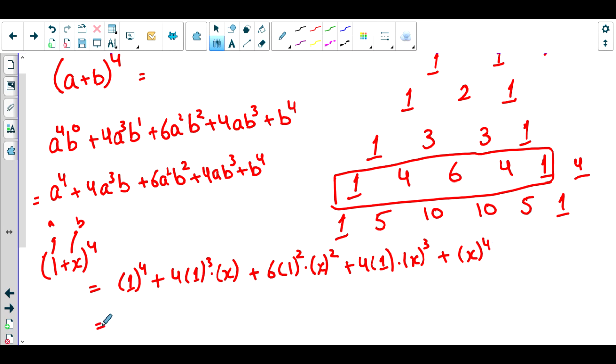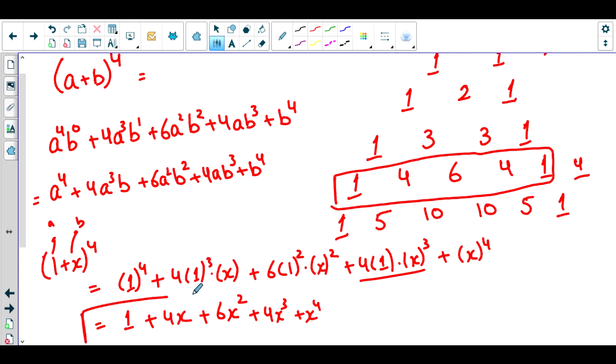Now just open and simplify it. 1 power 4 is 1, plus 1 cube is also 1, so we have here 4x. We have 1 square, so again we have 6x square. Plus 4x cube. And the last we have plus x^4. This is the answer. We just got it in two steps with the help of Pascal triangle.